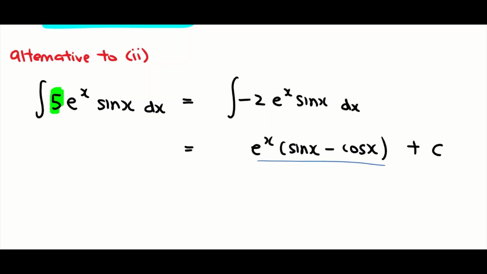But I need to now compare my 5 and negative 2. These two are not equivalent, but I can introduce a scalar so that it can make it equivalent. What is the fraction when I multiply with negative 2 will give me 5? It will be negative 5 over 2. If I multiply these two together, it will give me my 5. But when I do this, I must put a negative 5 over 2 for my answer as well. So this will give me the same answer.